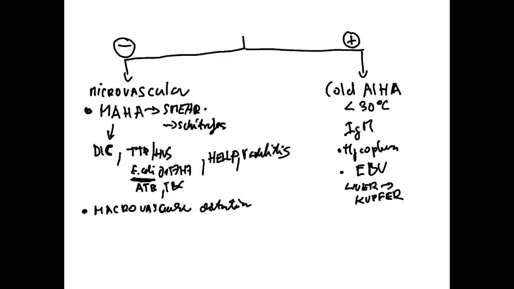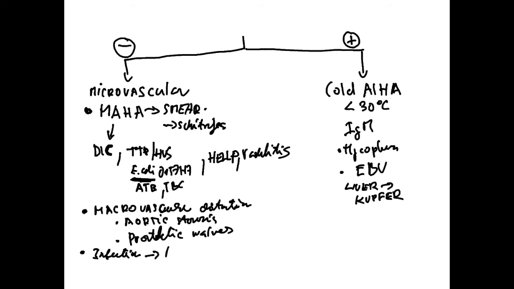So it happens in the big vessels, and of course the cause would be aortic stenosis, and also any prosthetic valves, mechanical ones especially. And you will see also schistocytes. And then infection, so for example malaria or babesia, which is rare over here.